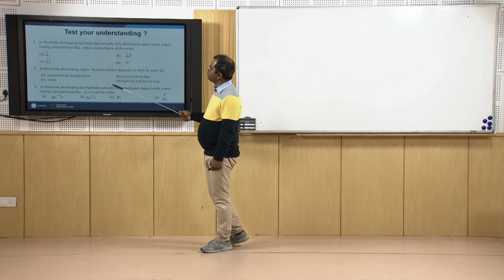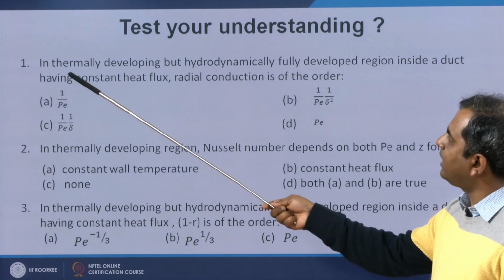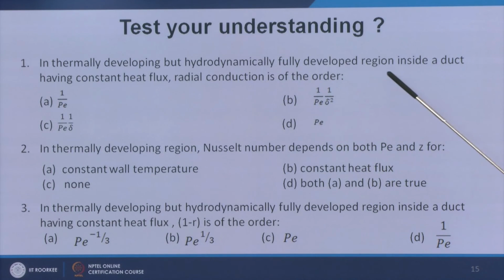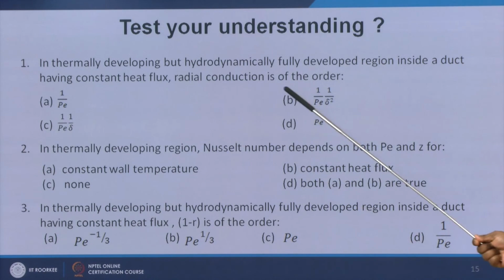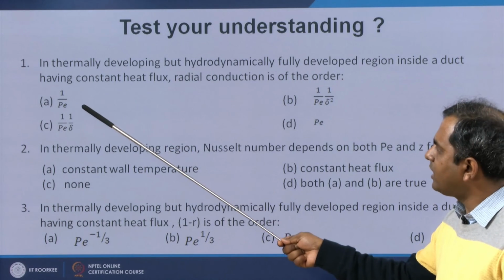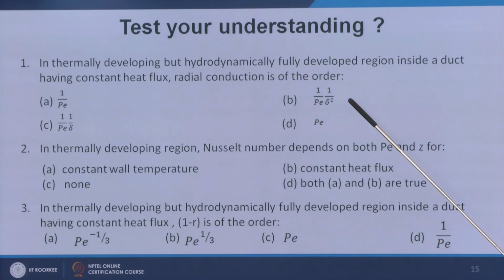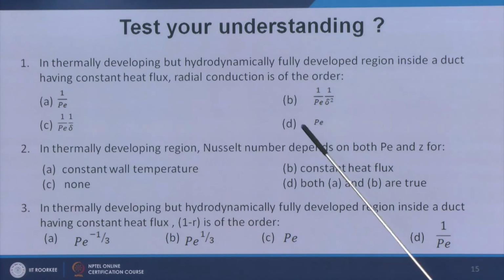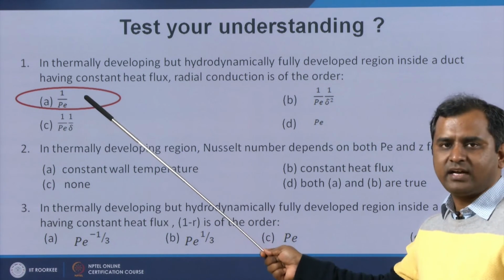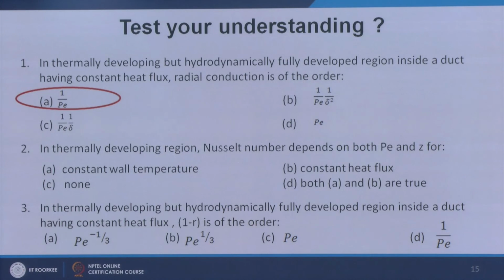We are having 3 questions as usual. First one: in thermally developing but hydrodynamically fully developed region inside a duct having constant heat flux, radial conduction is of the order, you have to give me the order of the radial conduction. 4 options are there. Let me tell you once again: 1 by Peclet number; 1 by Peclet number into 1 by delta square; 1 by Peclet number into 1 by delta; and finally Peclet number. So obviously you have got the correct answer. The 1 by Peclet number is the correct order, okay. This we have discussed also in this lecture.